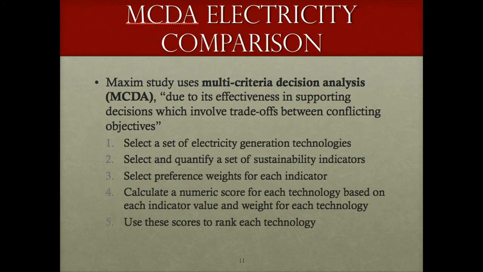The Maxim study uses an analysis method called multi-criteria decision analysis, or MCDA, due to its effectiveness in supporting decisions which involve trade-offs between conflicting objectives. This method involves 5 main steps. 1. Select a set of electricity generation technologies. 2. Select and quantify a set of sustainability indicators. 3. Select preference weights for each indicator. 4. Calculate a numeric score for each technology based on each indicator value and weight for each technology. And 5. Use these scores to rank each technology.